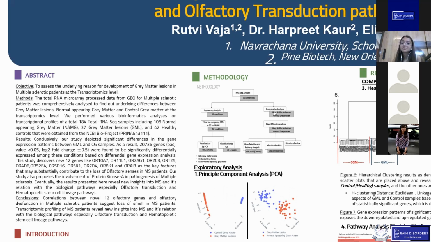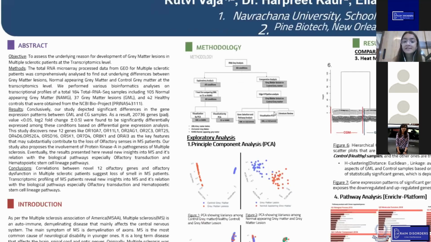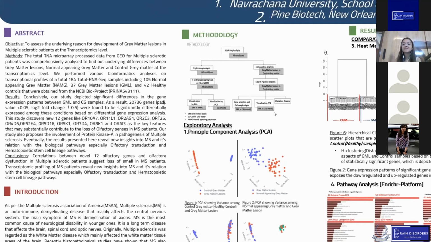Talking about the methodology of my study, it was an RNA-seq analysis study, and hence I divided it into 2 parts. The first was exploratory analysis, in which I wanted to analyze all the 3 groups. The second was comparative analysis, which is a sort of downstream analysis. For comparative analysis, I did a t-test between normal appearing gray matter patients, gray matter lesion patients, and control samples. During this t-test, I found that there were differentially expressed genes between all the 3 groups. By differentially expressed genes, I mean genes that were upregulated or downregulated.